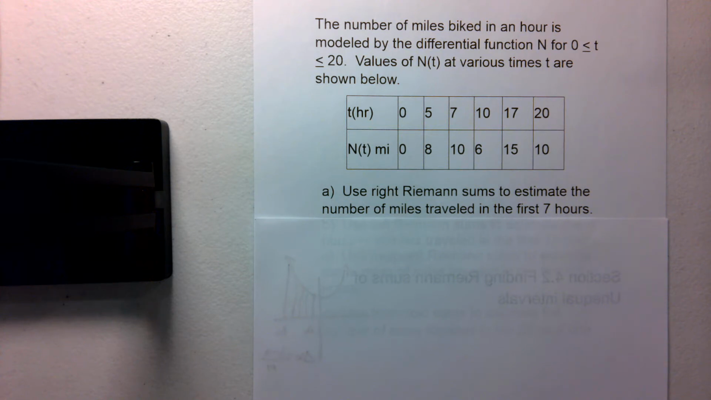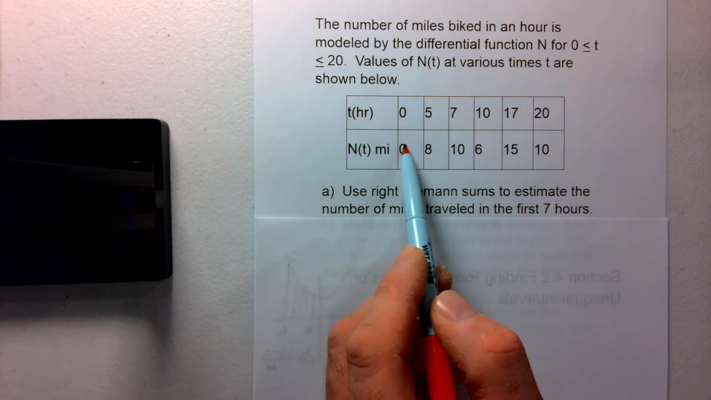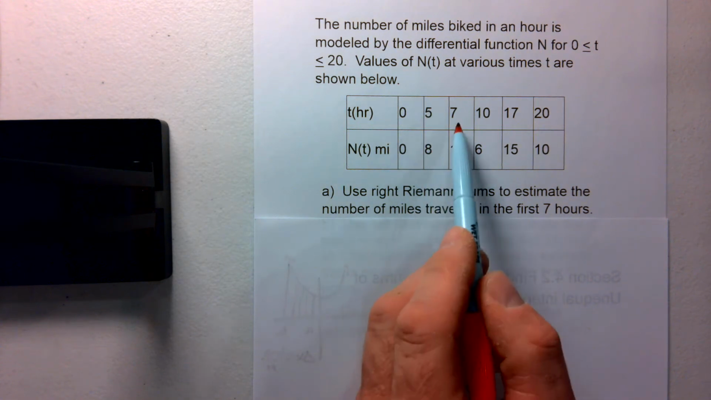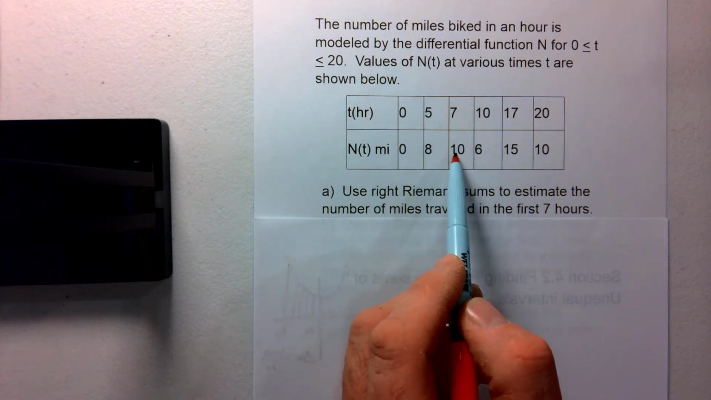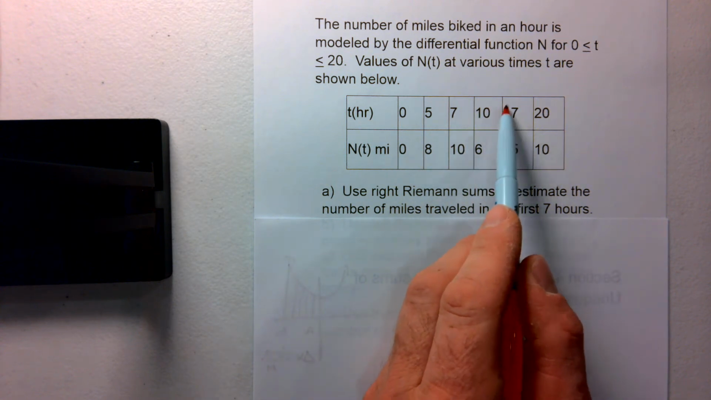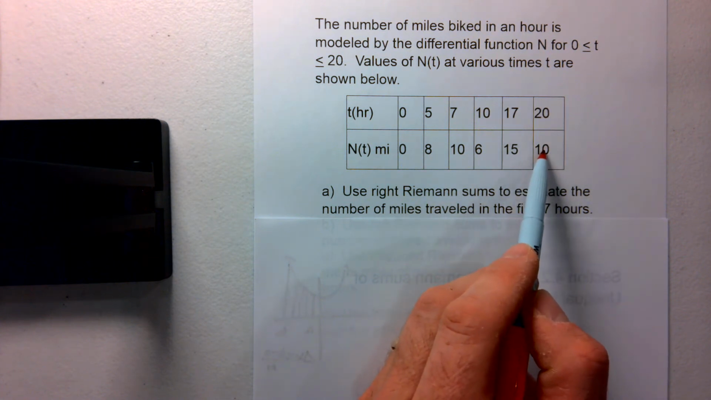So the problem is that the number of miles biked in an hour is modeled by the differentiable function n for values between 0 and 20, and values of n of t at various times t are shown below. So we know during hour 0 we've completed 0 miles. In hour 5 we've completed 8 miles. In hour 7 we completed 10 miles. In hour 10 we completed 6 miles. In hour 17 we completed 15. And in hour 20 we completed 10.